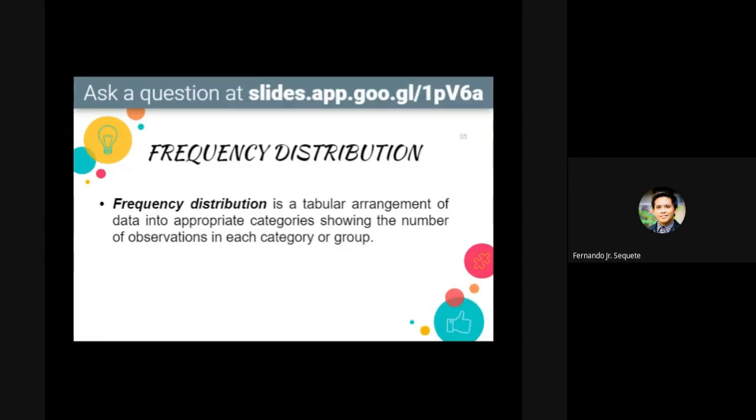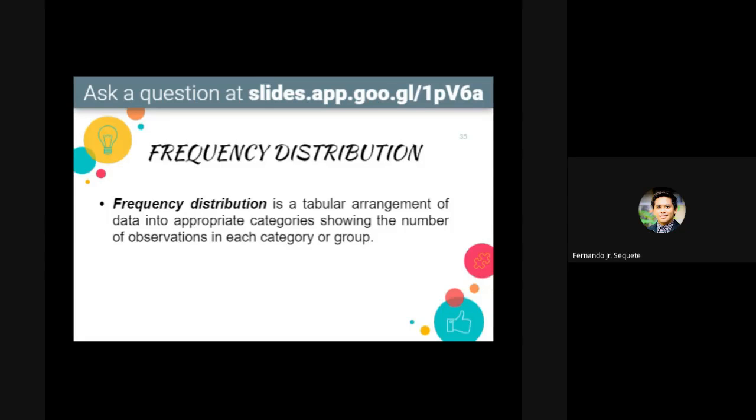Ibig sabihin, the arrangement nakadata na siya. So meron kang categories, and then of course, meron kang mga showing the number of observations. So ano pong ibig sabihin ng number of observations? Like for example, ang first column nimo, ang kukunin nating data kay colors. So, like for example, white. No, nagpa-survey ka, nilagay mo lahat ang mga kulay na alam mo.